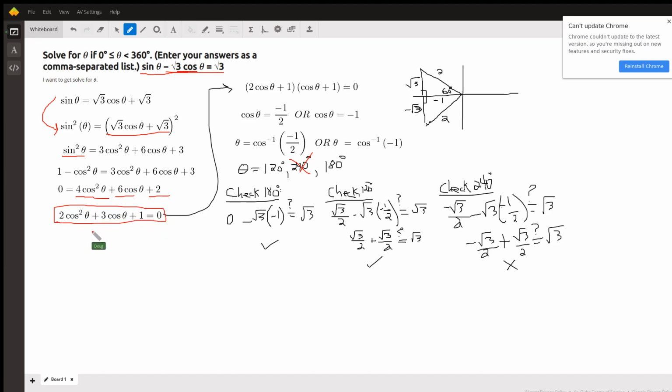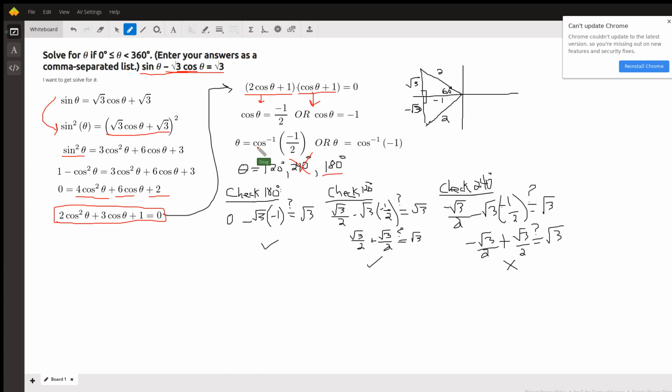Now it so happens that that factors into the product of two binomials: 2 cosine theta plus 1 times cosine theta plus 1 equals 0. By the zero product property, either this factor equals 0 or this one equals 0. If this factor equals 0, then the cosine of theta equals negative 1/2. Or if this binomial equals 0, cosine of theta equals negative 1. That means theta is the inverse cosine of negative 1/2. What are the angles that have a cosine of negative 1/2? Or theta is the inverse cosine of negative 1. So the angle that has a cosine of negative 1 is 180.